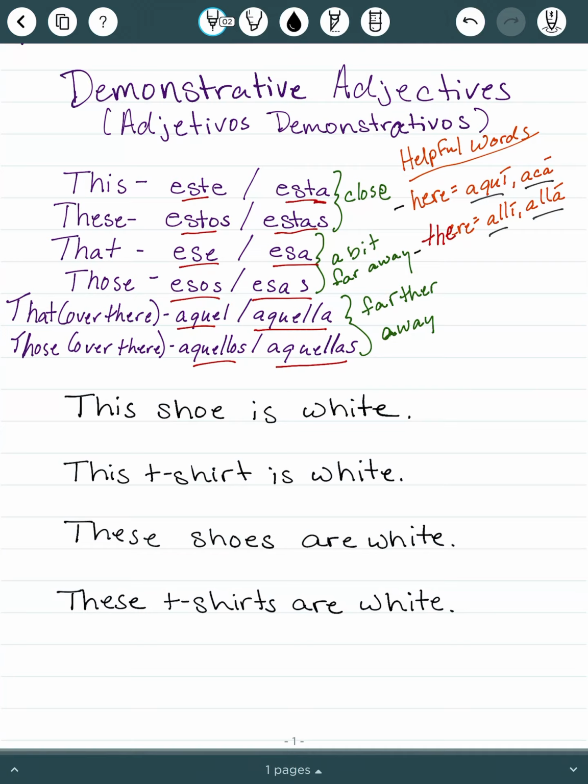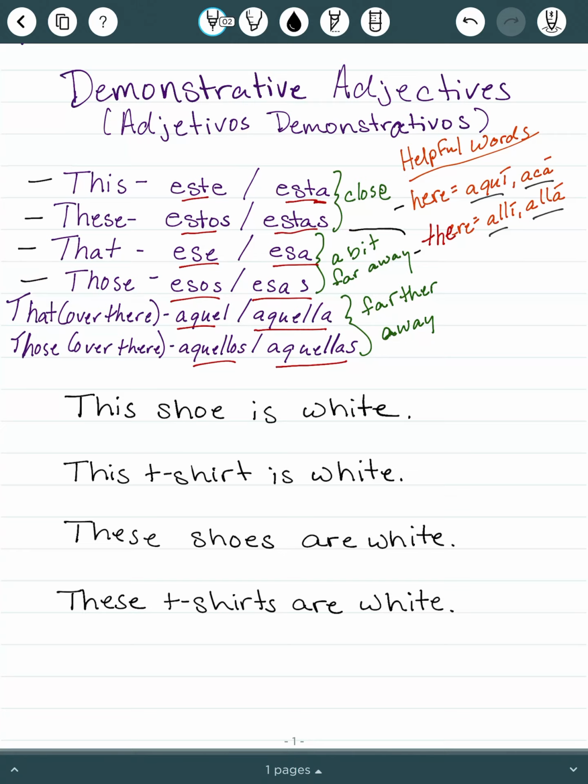Basically, it's just a memorization thing. So if you want to say this, we've got two options, este or esta. If you want to say these, estos or estas. There are two words for that, ese and esa. Two words for those, esos and esas.